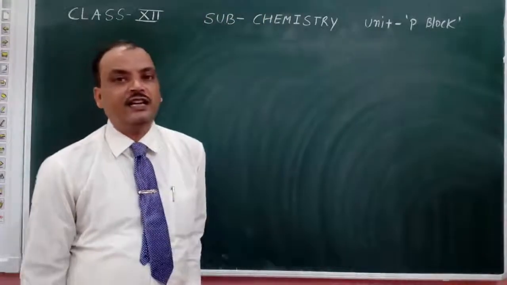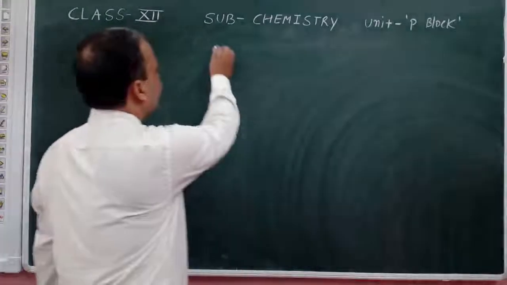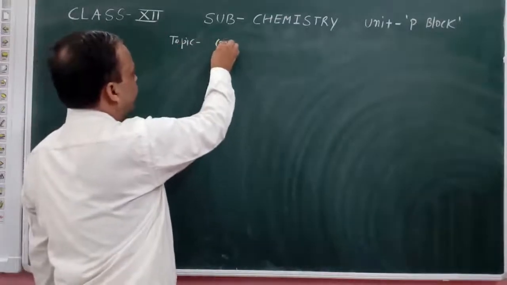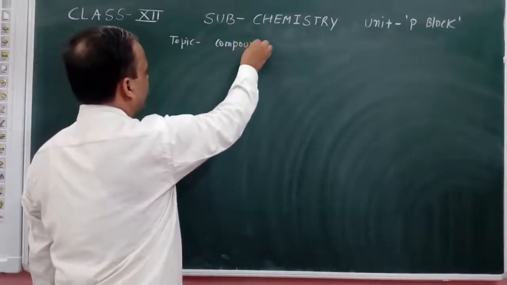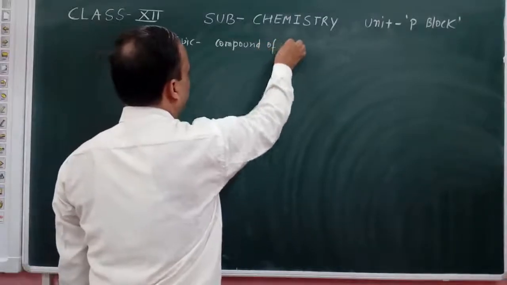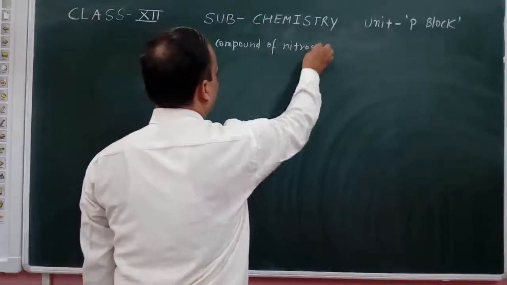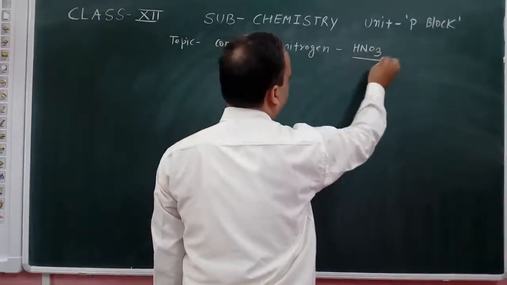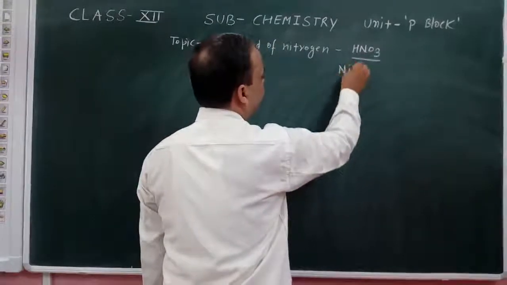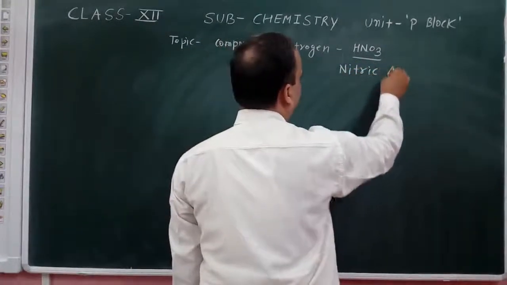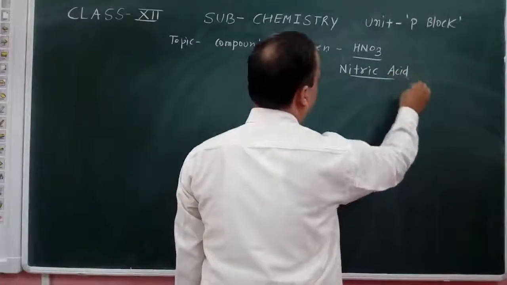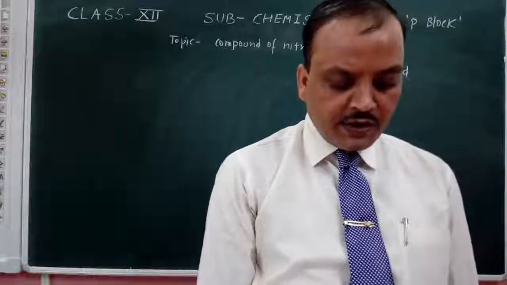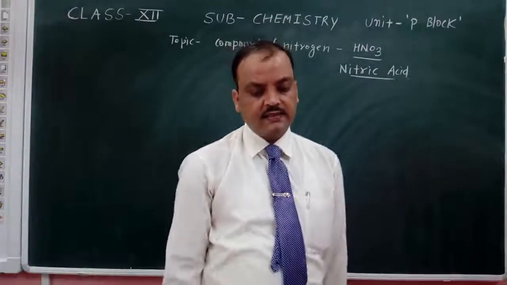In today's class, we will discuss another compound of nitrogen, which is given in our syllabus. This compound of nitrogen is HNO3. The name of this HNO3 is nitric acid. Now we will see that nitrogen forms the oxo acids.